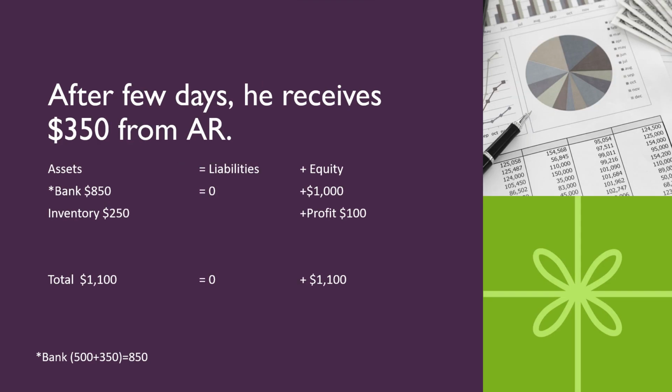After a few days, he receives $350 from accounts receivable. This transaction will increase the bank balance by $350 and reduce the accounts receivable to zero. Consequently, the new bank balance will be $850 with the addition of $350 received from accounts receivable. This transaction will not affect the right-hand side of the accounting equation because the debits and credits have only impacted the asset side, implying that bank has been debited by $350, that is increase in asset, while the accounts receivable have been credited by $350, that is decrease in asset.